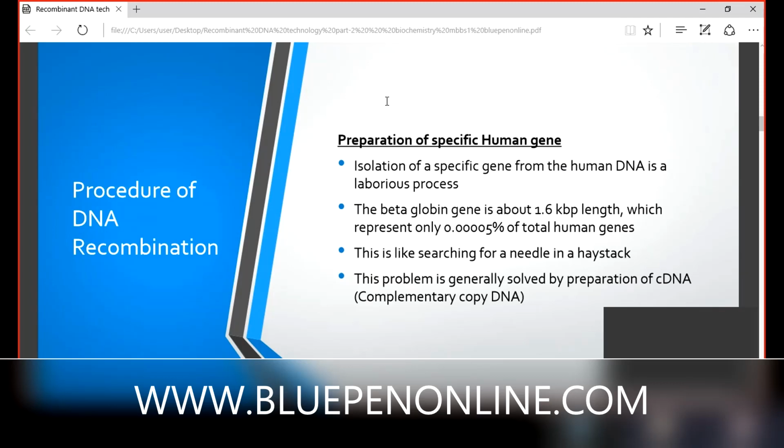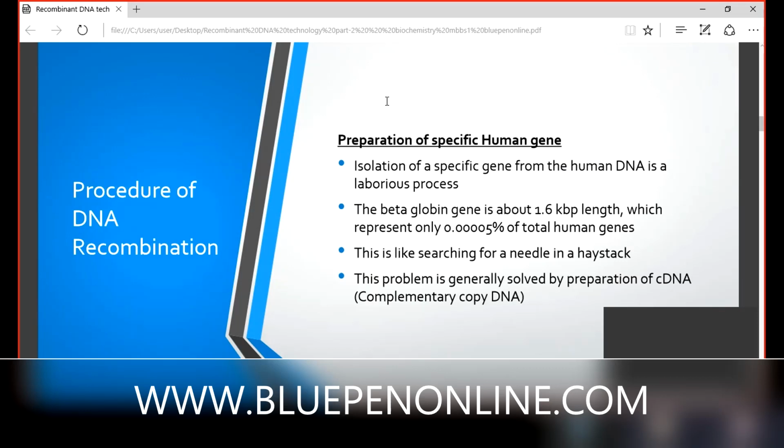So how can we find this out? This problem is generally solved by the preparation of a complementary copy of that particular DNA. This branch is known as molecular biology because they are dealing with fine, small particles, and they are very much interested in those fine particles. That's why it is the most developed area.